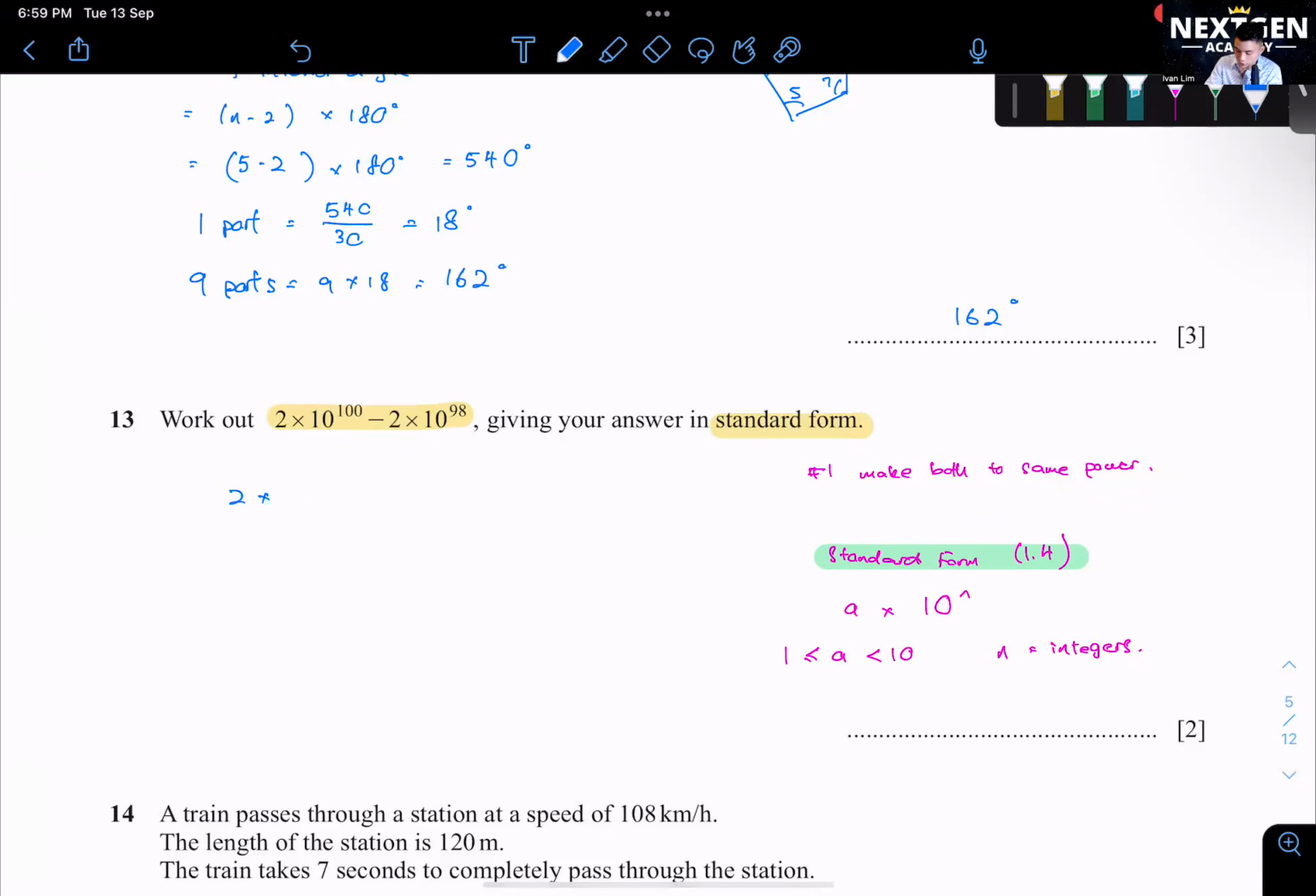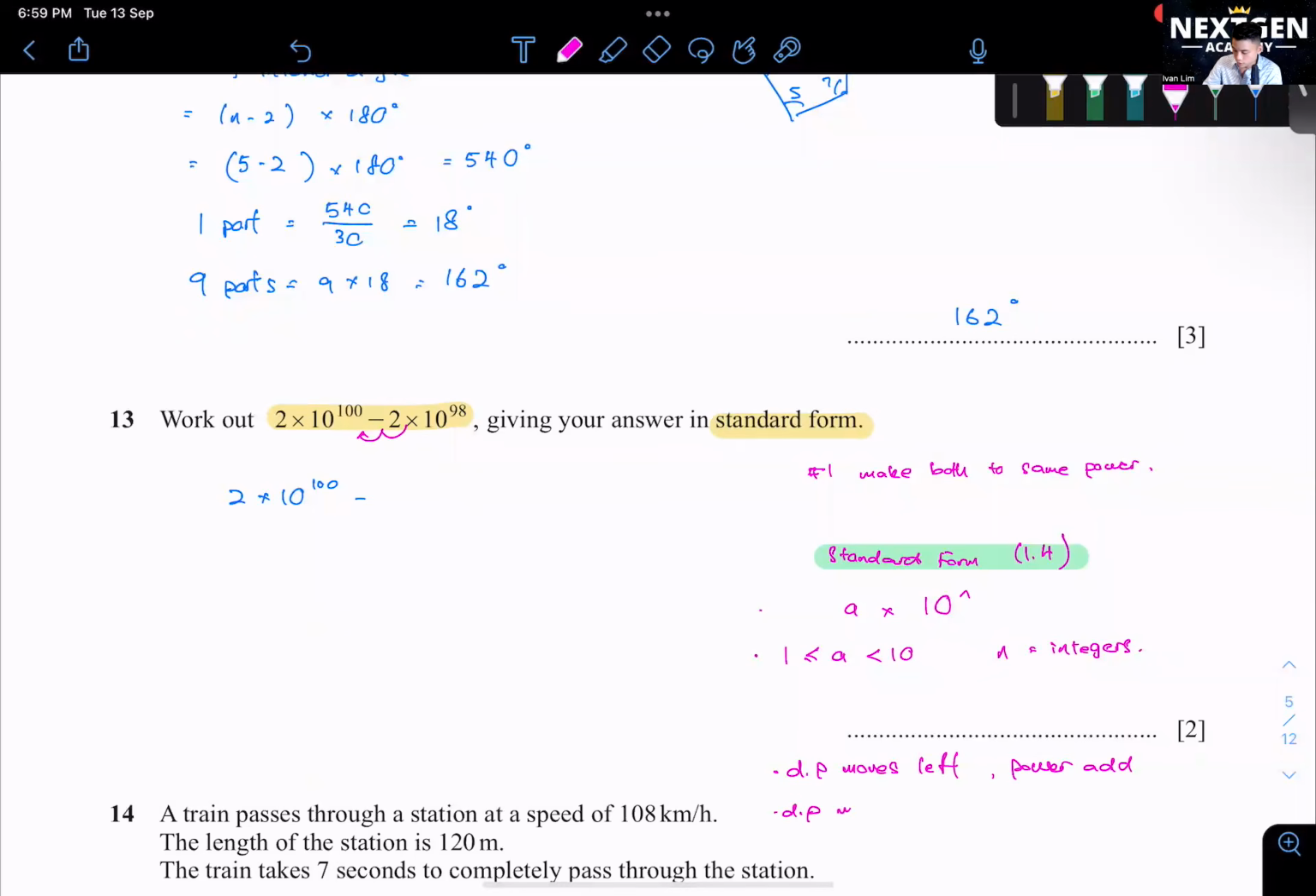What I'll be doing is I'll change it both to the power of 100 first. So 2 times 10 to the power of 100 minus, how can I change it to 100? I want to add the power. Therefore, I move my decimal place to the left. So you need to remember this shortcut: decimal place moves left, power add. That means you add the power.